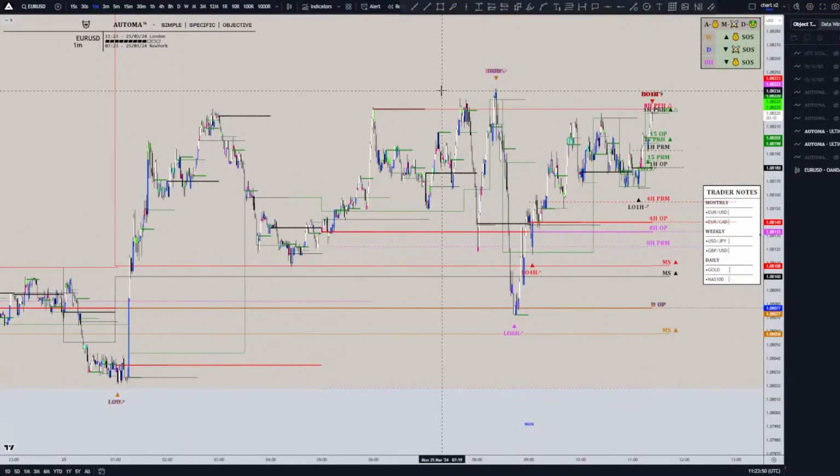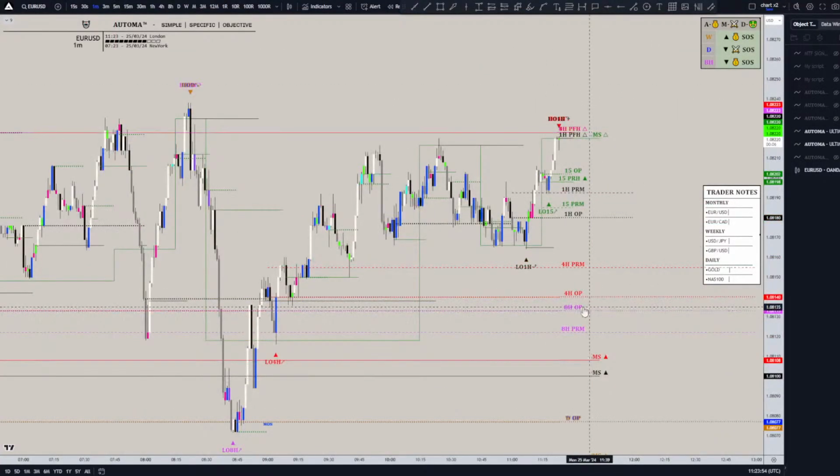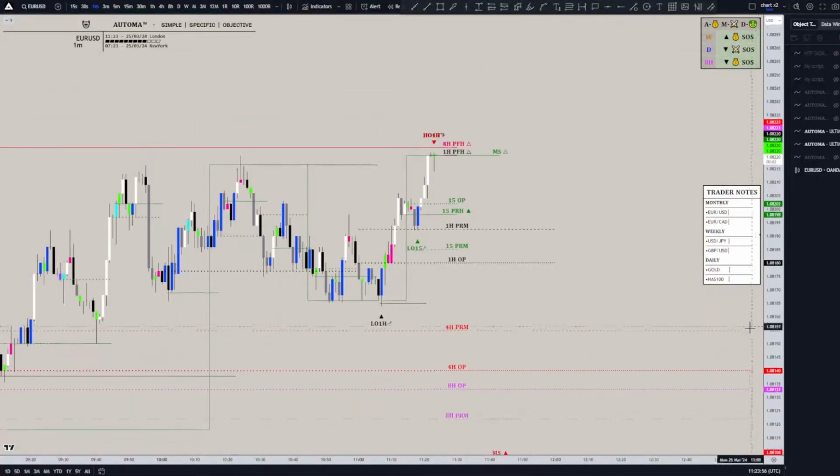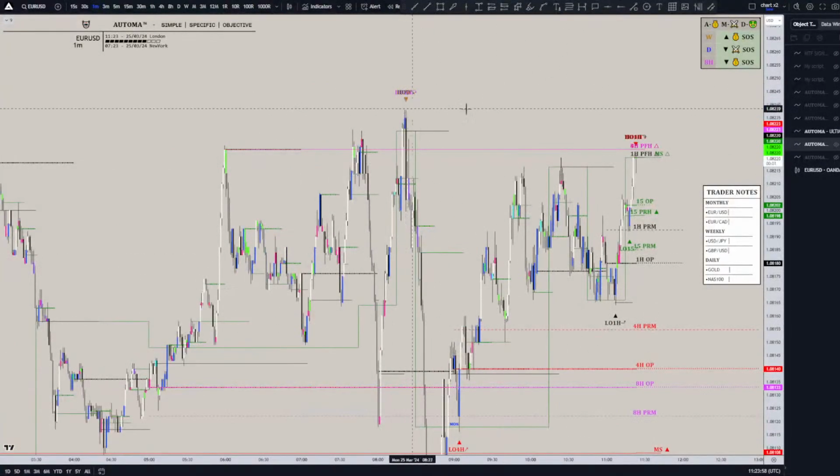Weekly, retest or pushing higher. So that's 5 days there.